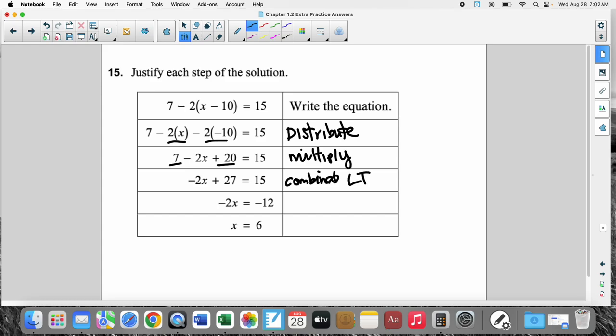We did the addition inverse. And we did the addition inverse because we subtracted 27 from both sides. And then we did the multiplication inverse. We divided both sides by -2.